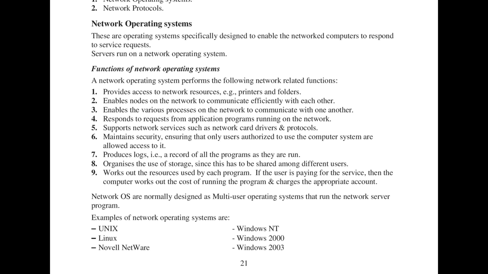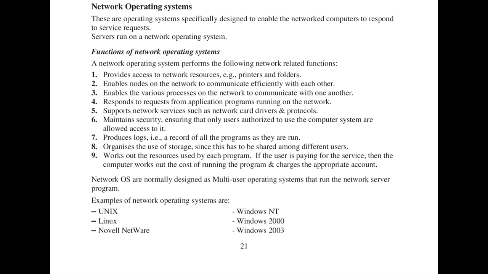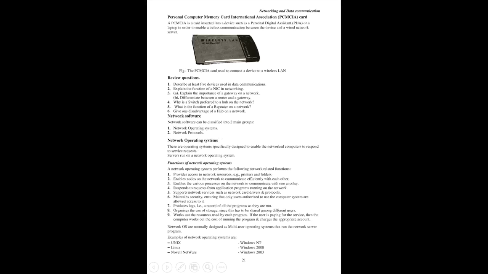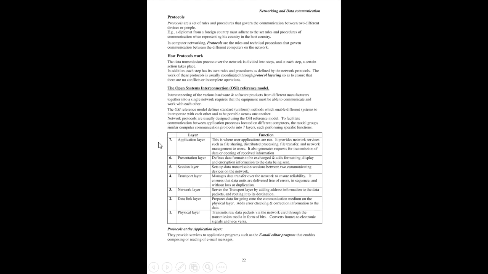Network operating systems are normally designed as multi-user operating systems that run the network server program. We have examples of network operating systems. We have Unix, Linux, Novell NetWare. We have Windows New Technology, NT, Windows 2000, and Windows 2003. We also have Windows 2012 that acts as a network operating system. We have various ones.